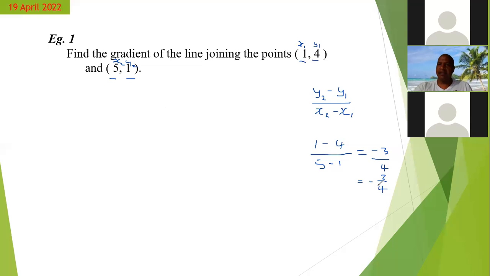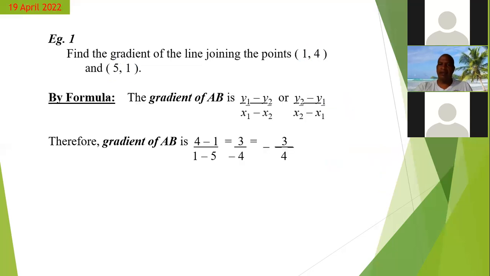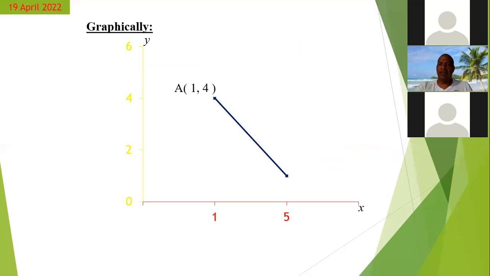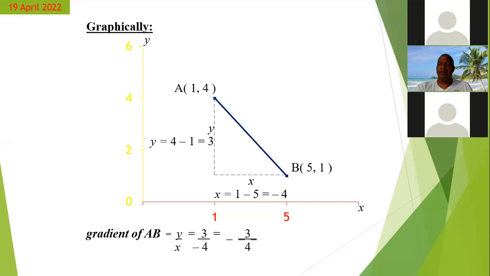All right, so let me clear this. If you use the formula, you should get negative 3 over 5. Graphically, this is how it would look. Now, when you do those calculations, the x calculation would give you a negative 4. The y calculation would give you a positive 3. And you put the y over x.